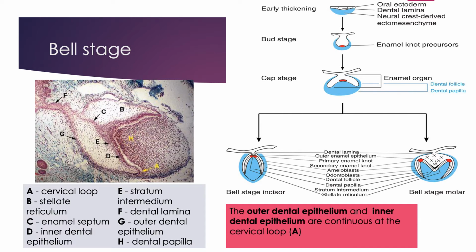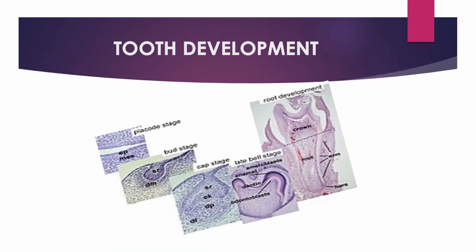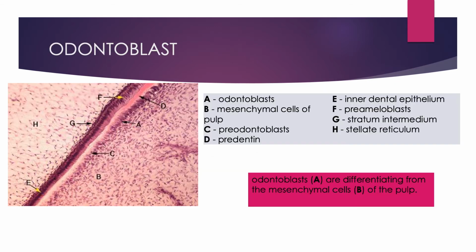Now we are in the bell stage of morphogenesis. This tooth germ is further developed, as seen in this image. The cells in the cervical loop area at A proliferate, causing the rim of the cap to grow deeper into the connective tissue. This transforms the shape of the dental organ from a cap stage to a bell stage. The tooth germ in this section is considered to be in the early bell stage. The stratum intermedium at E is intermediate in position between the stellate reticulum and the inner dental epithelium cells. In the next chapter, we will learn about tooth development.